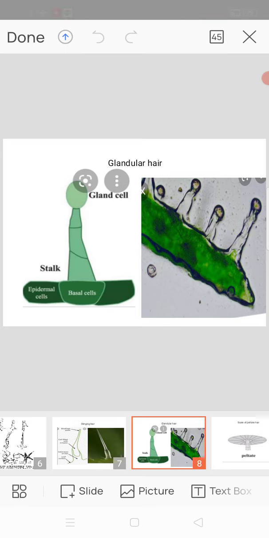These substances are excreted and accumulate between the walls and cuticle, and their final removal from the hairs occurs by rupturing of the epidermal cell.